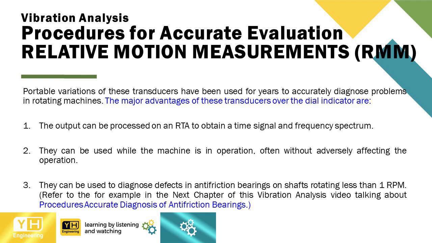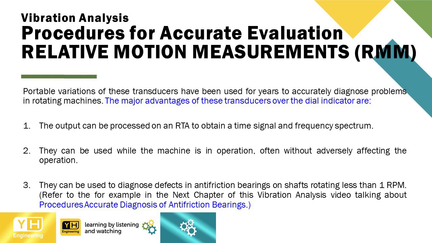The major advantages of these transducers over the dial indicator are: Number 1, the output can be processed on an RTA to obtain a time signal and frequency spectrum. Number 2, they can be used while the machine is in operation, often without adversely affecting the operation. And number 3, they can be used to diagnose defects in anti-friction bearings on shafts rotating less than 1 RPM.